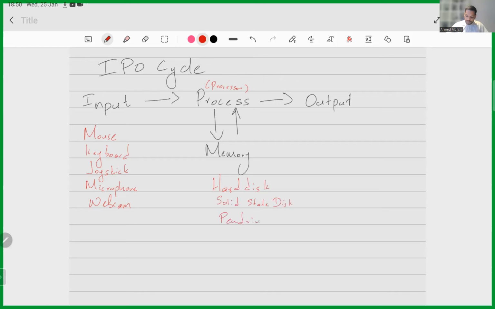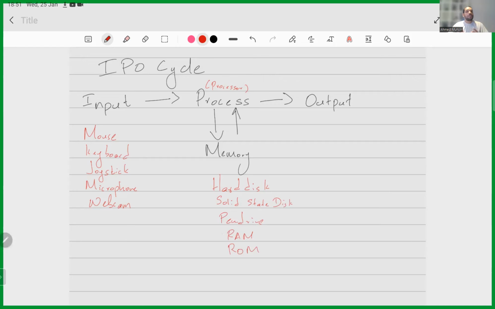Or for example, it might use RAM, or it might use ROM. What does it stand for? We will be talking about all this in the other chapters. Random access memory, read-only memory. So these are some of the storage devices your computer will be accessing when it is processing your input. When your processor is processing your inputs, it will be communicating with one of these storage devices.